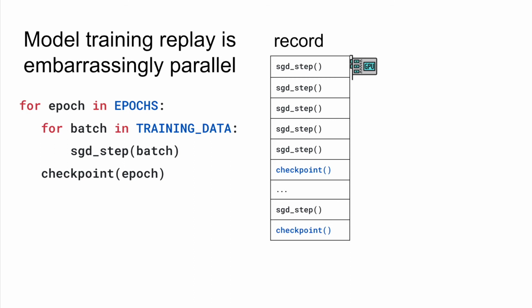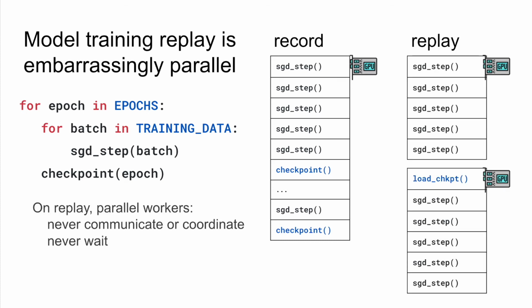At a lower level, this workload is a sequence of stochastic gradient descent steps with some intermittent checkpointing. We can think of this as a transaction consisting of reads and writes, and that's how we can start to think about possible ways of parallelizing the replay of this workload.